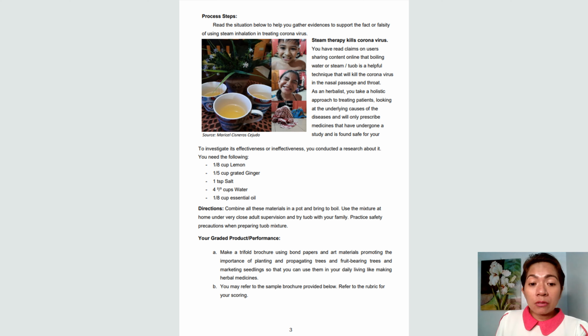1 teaspoon salt, and 1/2 cup water, and then yung essential oil.